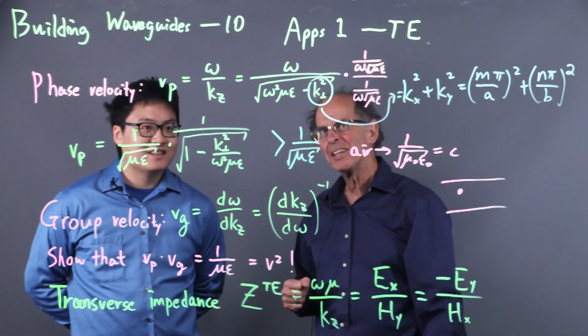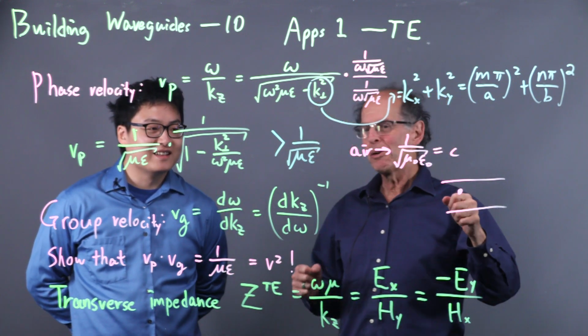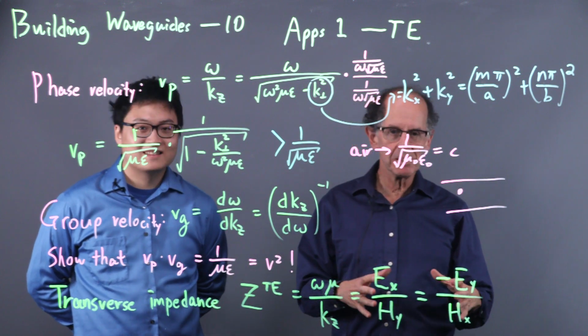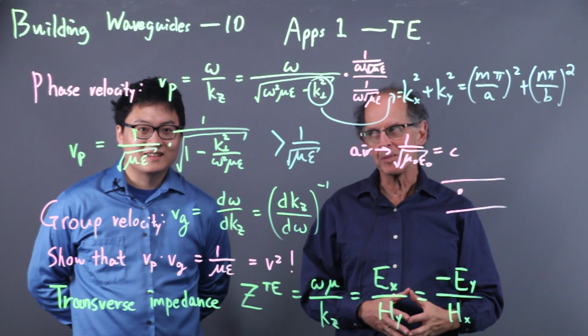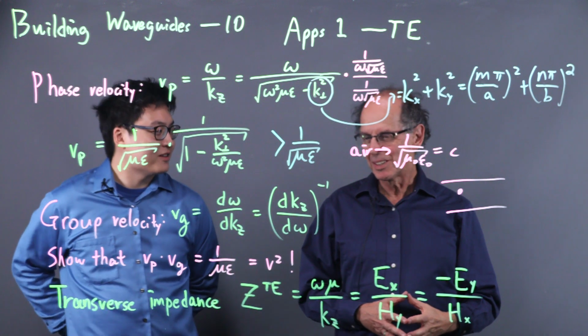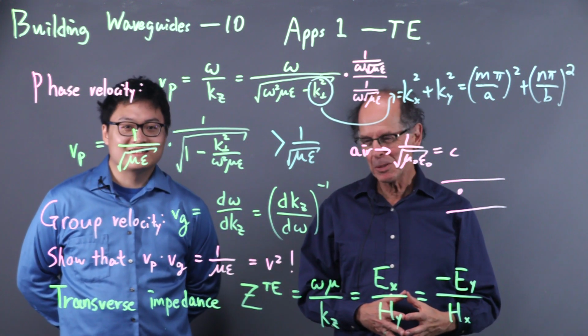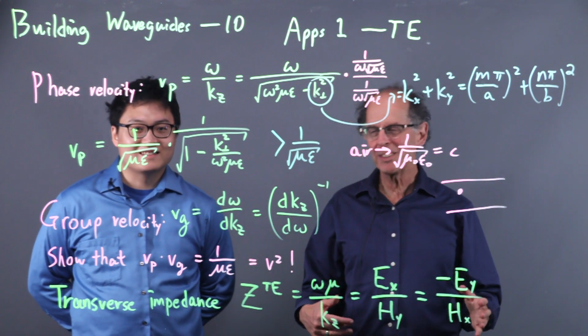For 11, we're going to do Apps 2, which are the shapes of the field lines for simple cases. The ride just keeps getting longer. The ride is longer. We're almost at the end of it for this particular section.